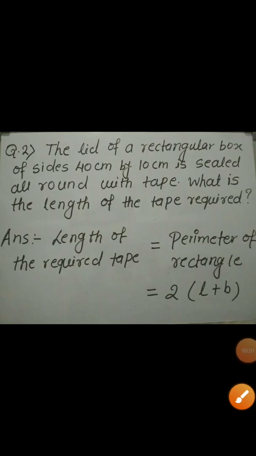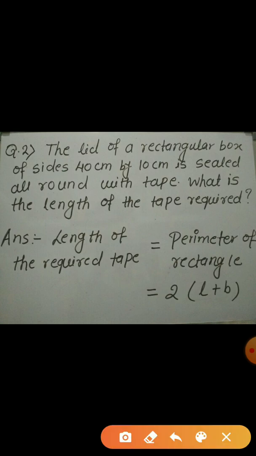Students, now I am going to discuss question number 2 and 3 of exercise 10.1. The question is: the lid of a rectangular box of sides 4 cm by 10 cm is sealed all around with a tape. So what is the length of the tape required? Let us understand first what is given.